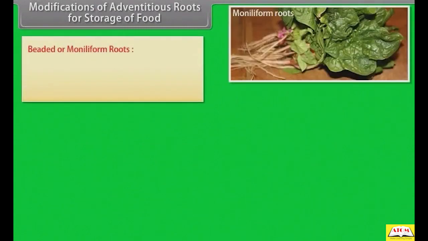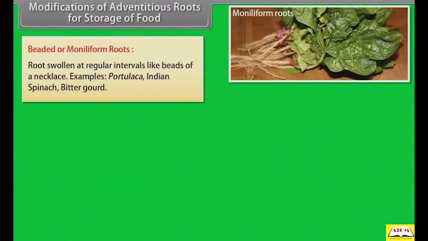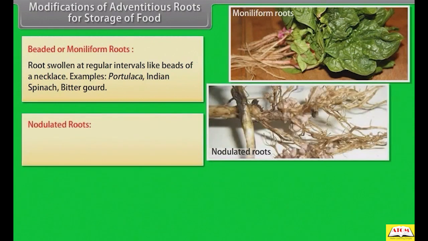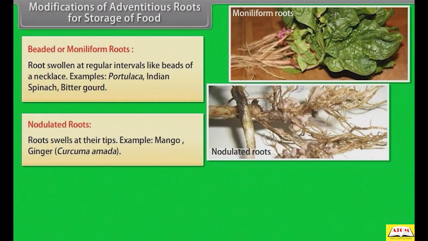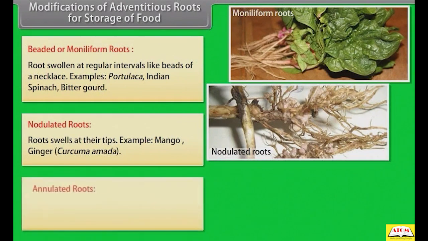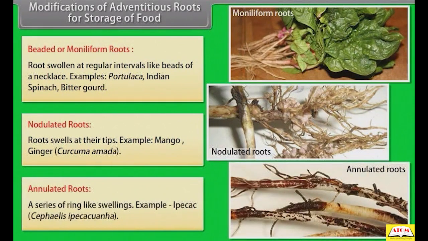Beaded or moniliform roots. Roots swollen at regular intervals like beads of a necklace. Examples, portulaca, Indian spinach, bitter gourd. Nodulated roots. Roots swell at their tips. Example, mango ginger. Annellated roots. A series of ring-like swellings. Example, ipecac.